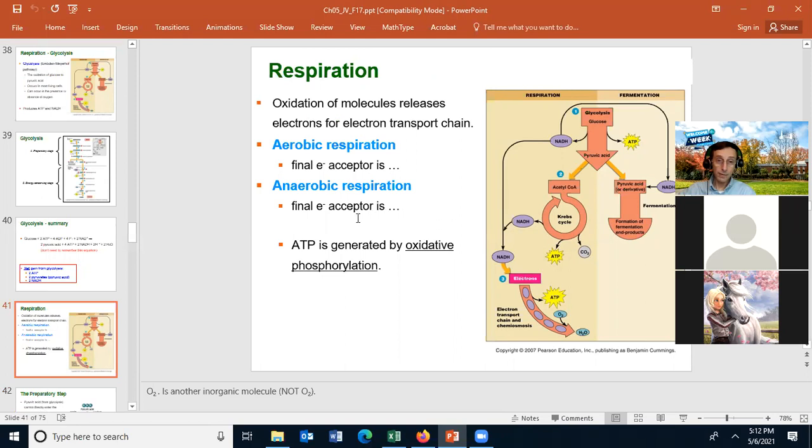Well, what molecule it is depends on what form of anaerobic respiration we're talking about. There's many different forms. The final electron acceptor could be nitrite, nitrate, a sulfate, an iron compound, or an iron element.